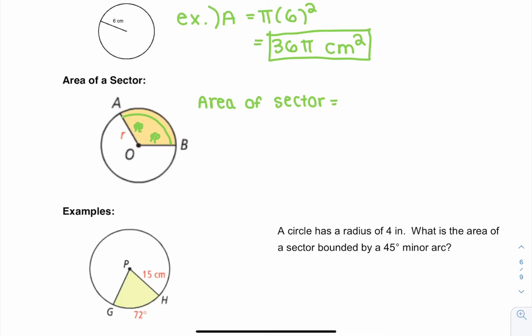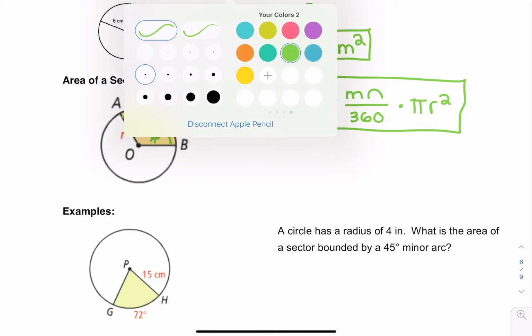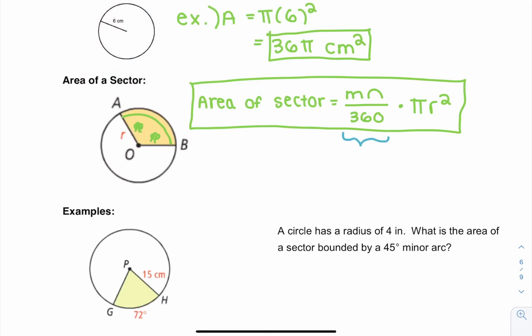So the fraction that we have is still going to be the measure of that arc over 360 times the area, which is pi r squared. So here's our formula. And we can remember, break this down as the fraction of the circle that we have, how much out of 360 times the entire area.